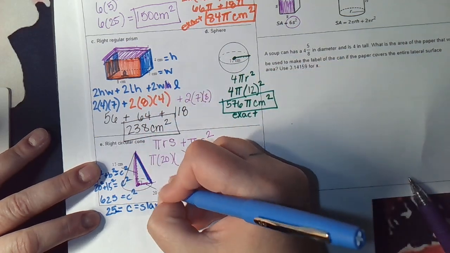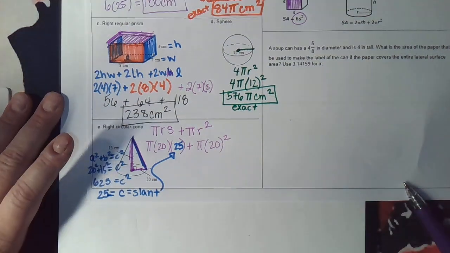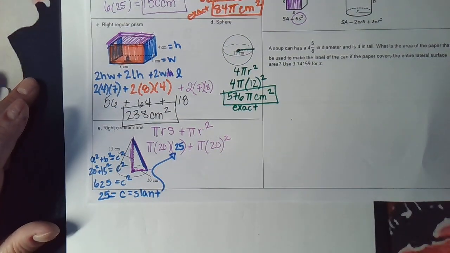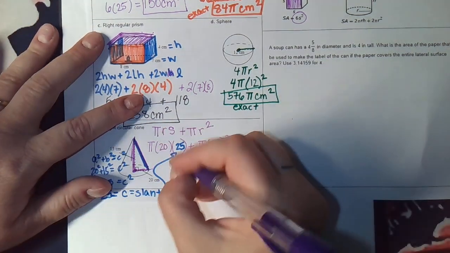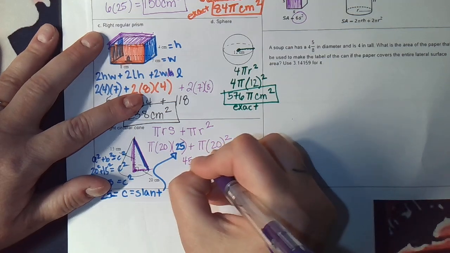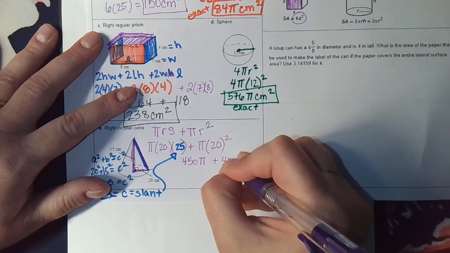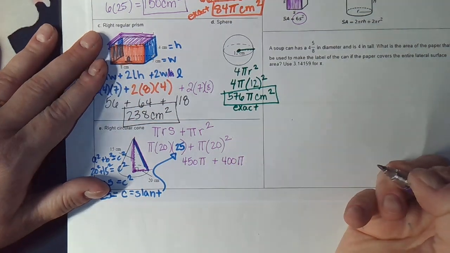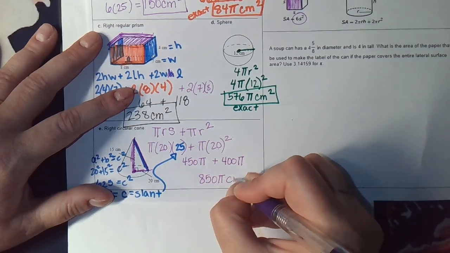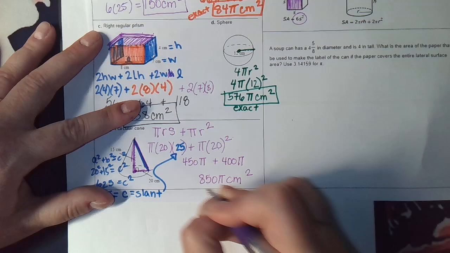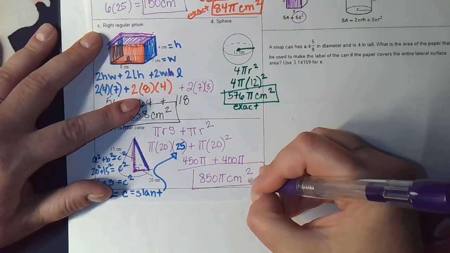Okay, that c from the Pythagorean theorem is our slant. As in, it goes in that parentheses where the s is. Now we're going to multiply our numbers together. 20 times 25 is 500 pi. 20 squared is 400 with a pi. If you add those up, you get 900 pi. We're still on centimeters, and surface area is always squared. Okay, this is the exact.